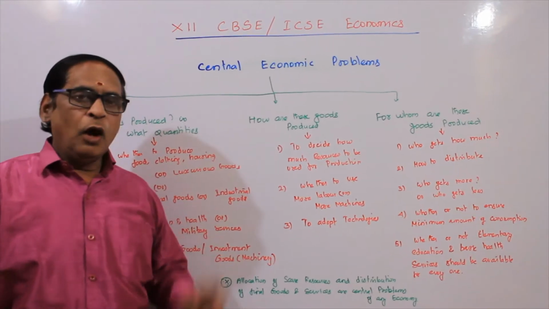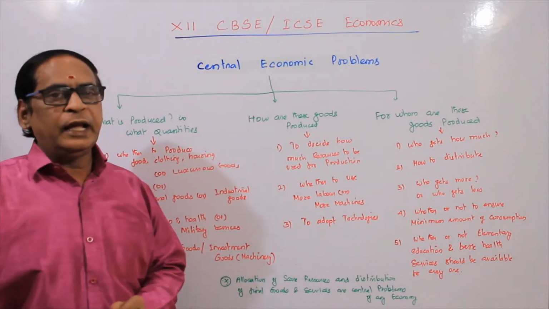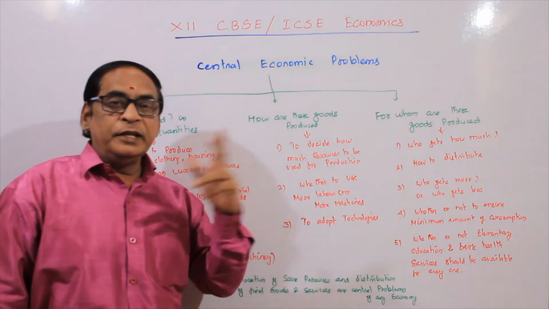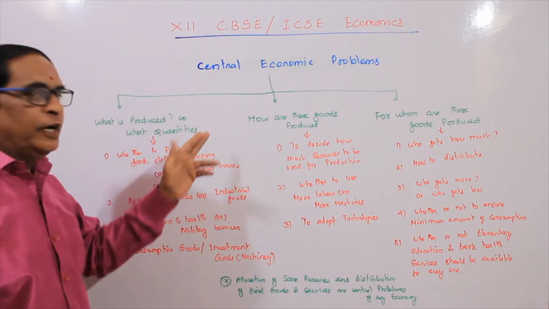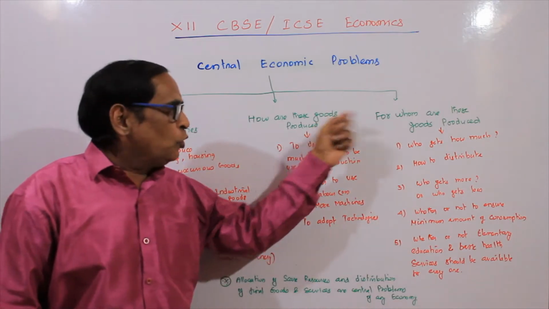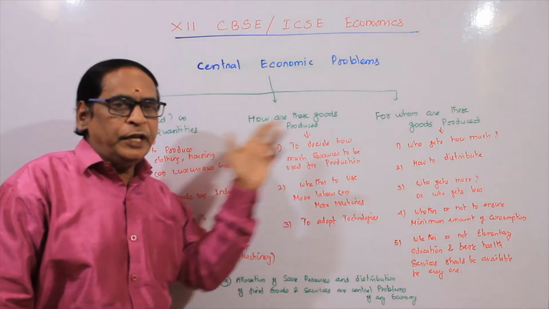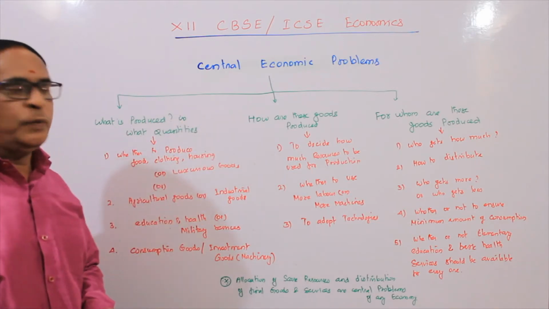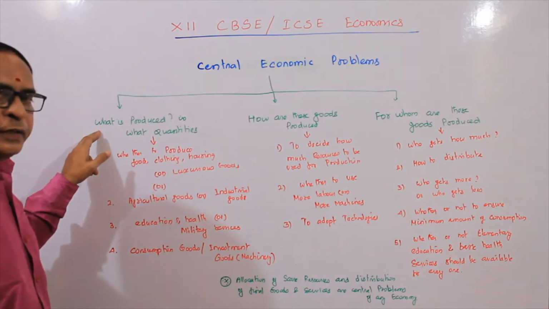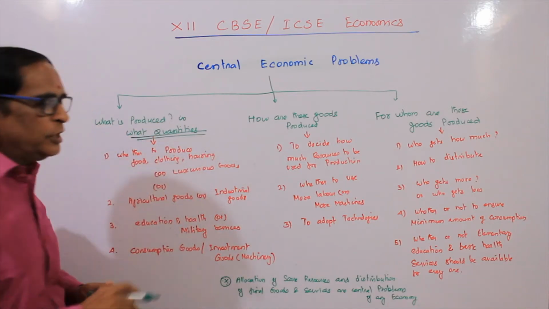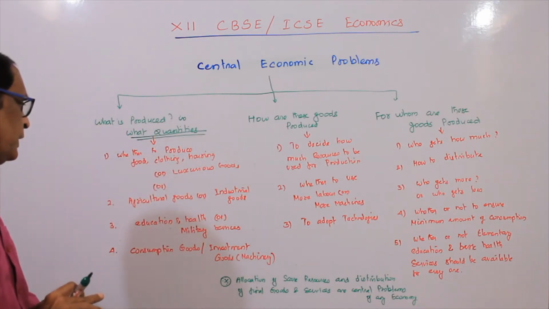Clear? Now let's look into the central economic problems. They have been classified into three questions: what to produce, how to produce, and for whom to produce. These are the three important questions we have to raise. These are the central economic problems. The first question is: what is produced, and in what quantity?